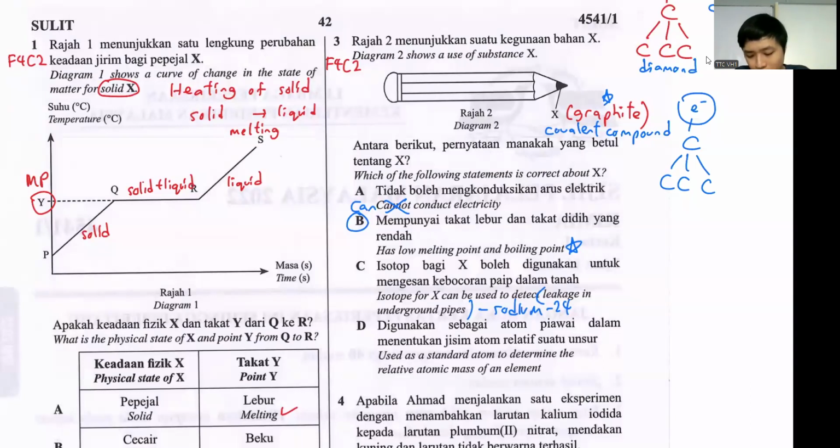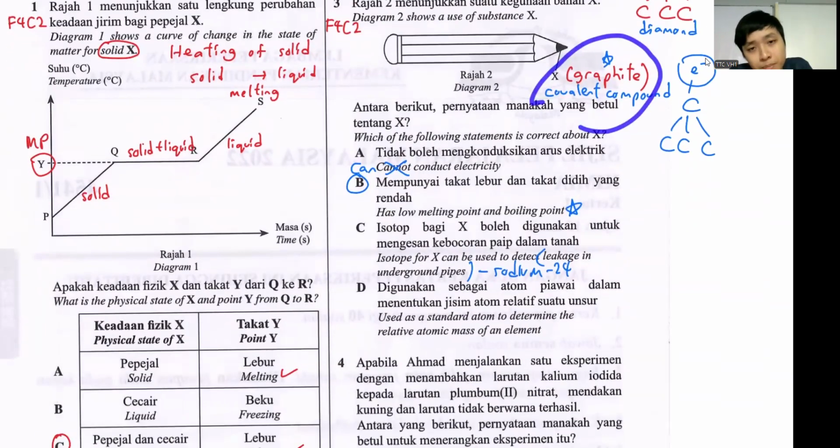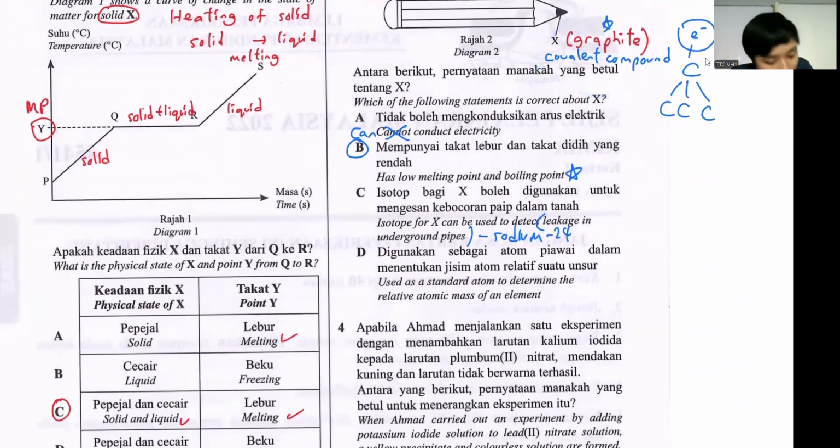Okay, so the best answer will be B in this case. Actually, D also can. But it's not the main purpose. The main purpose here is to make the pencil lead. Actually, D is also quite a close answer. Yeah, this question is a bit tricky.